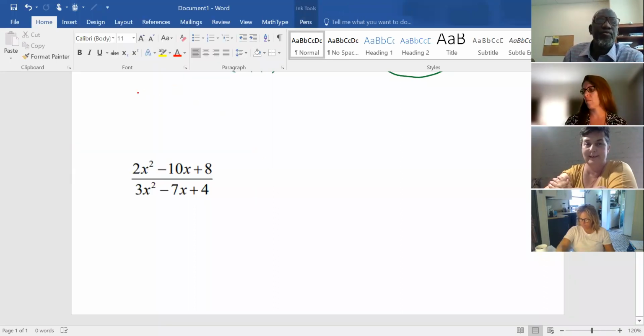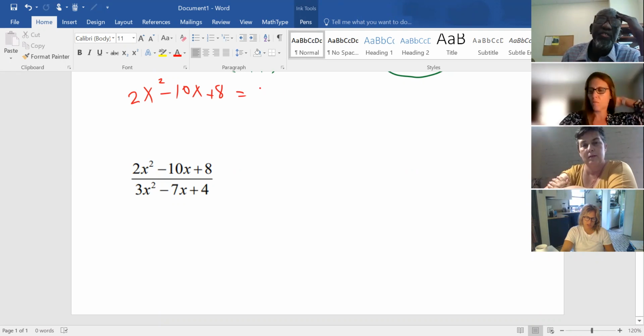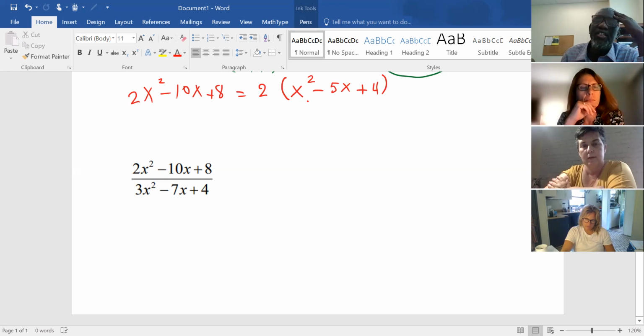2x squared minus 10x plus 8. What did you do? I said the GCF, greatest common factor. Yes, which is what? You pull out the 2. Thank you. 2. And then how much do you have inside the parentheses? x squared minus 5x plus 4. Thank you. See? And then this parentheses becomes easier to factor, right?